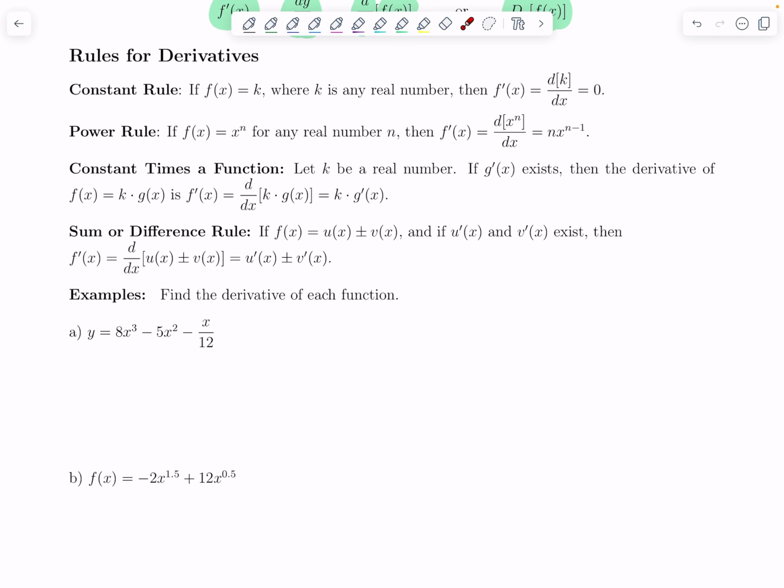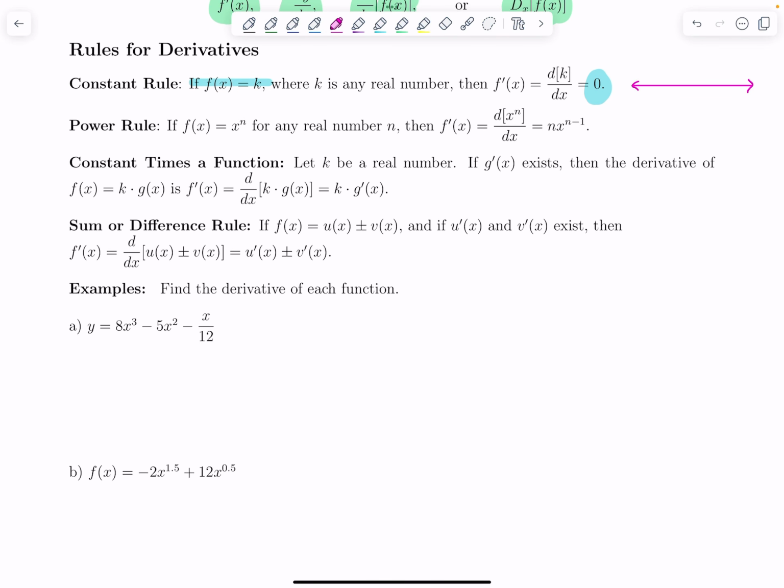If your function f of x is equal to some constant k, where k is any real number, then the derivative of that constant is equal to 0. The derivative is 0 for any constant. Remember, we made a connection earlier between the derivative of a function and the slope of the tangent line to the curve at that point. A constant function, y equals k, always has a graph that's a horizontal line, so its slope is going to be 0 throughout. It should make sense that the derivative is 0.